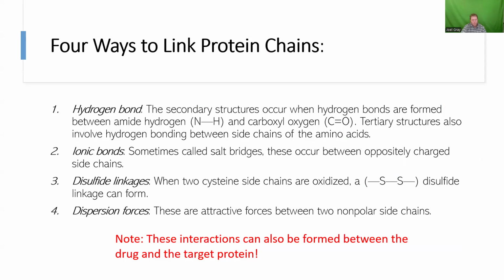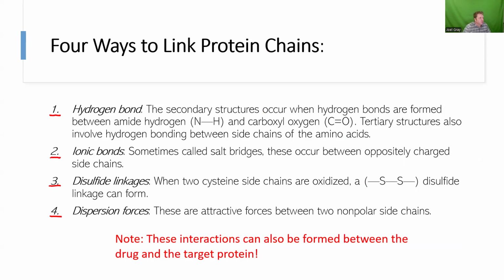Now, when it comes to proteins and how they interact with one another, there are four ways for protein chains to link up with one another. One is through hydrogen bonding. Two is ionic interactions. Three, disulfide linkages. And four, dispersion forces. Now, these all should sound a lot like your intermolecular forces.